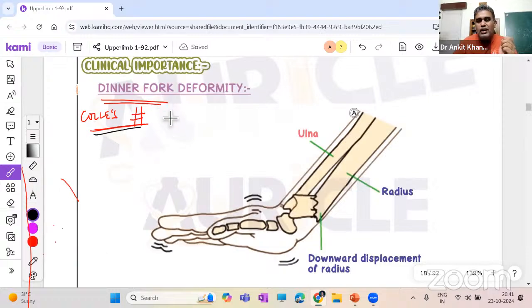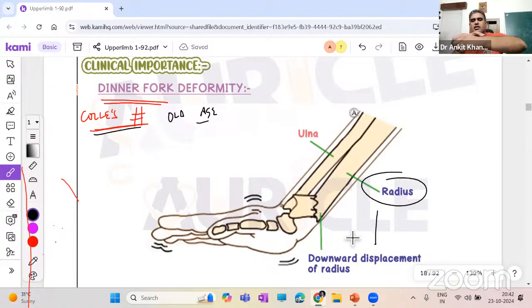What actually happens is in old age, when there is also osteoporosis due to many reasons, if there is a fall on an outstretched hand, which is not that uncommon, suppose anyone is falling down, our reflex is that our hand will support the body so that our face does not strike the surface. In those cases, when there is a fall on an outstretched hand, proximal to the lower end of radius there is a fracture of the radius. And then this part of the radius moves backward.